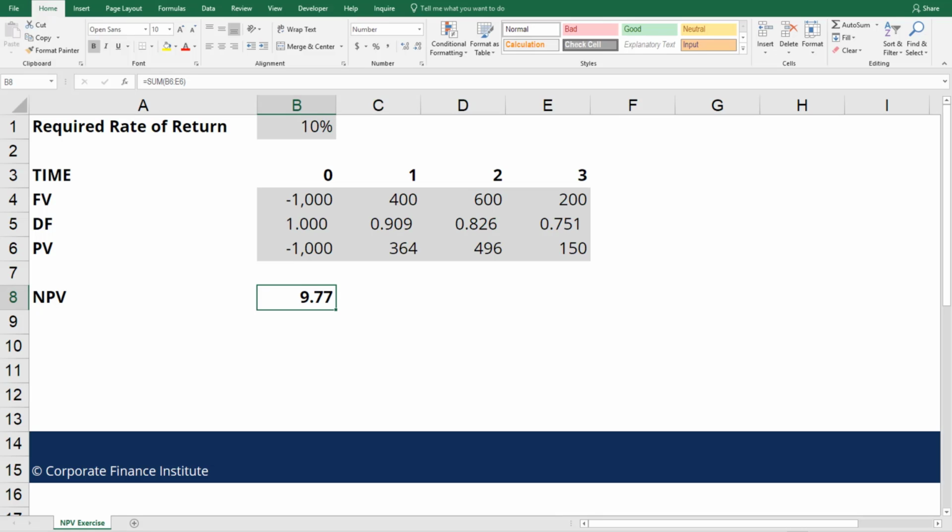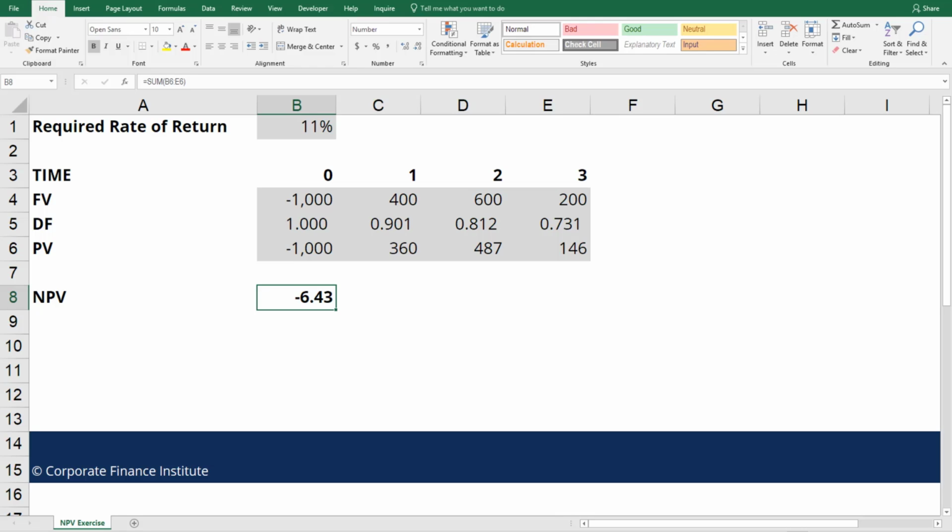With a required rate of return of 10%, the NPV is positive, therefore based on this, we would invest in the project. If the required rate of return rises to 11%, what is the new NPV of the project? Would you invest in this project or not? As you can see, when the required rate of return of the project rises to 11%, our NPV becomes negative, so we would not go ahead and invest in this project.